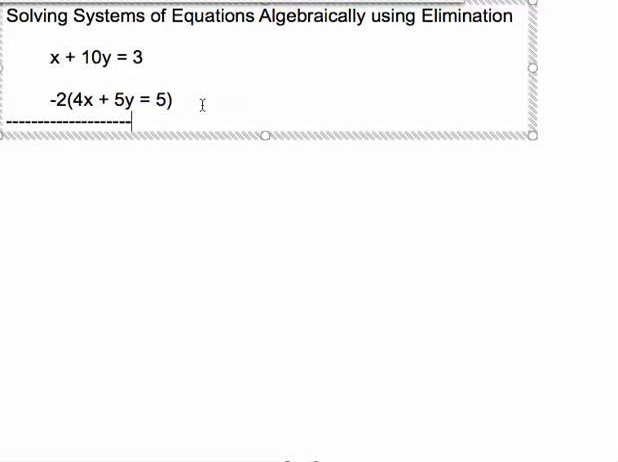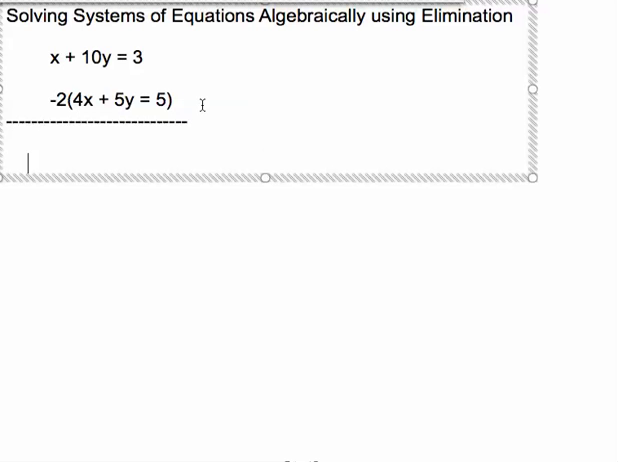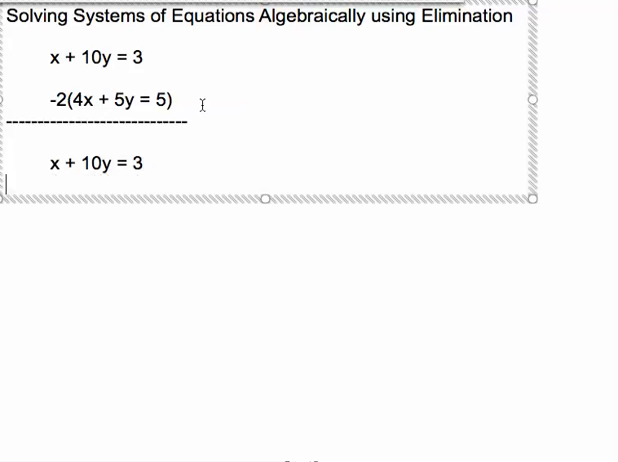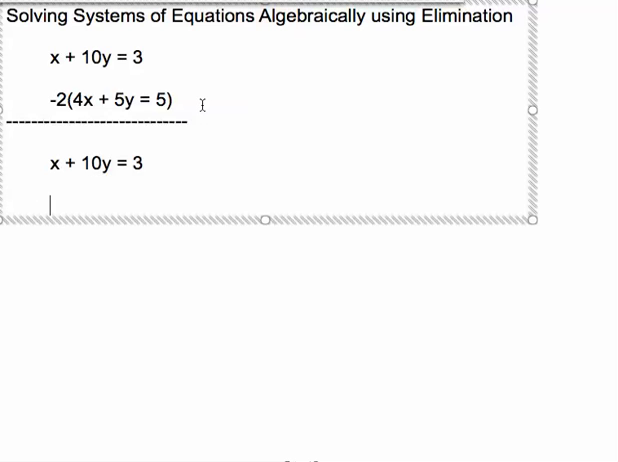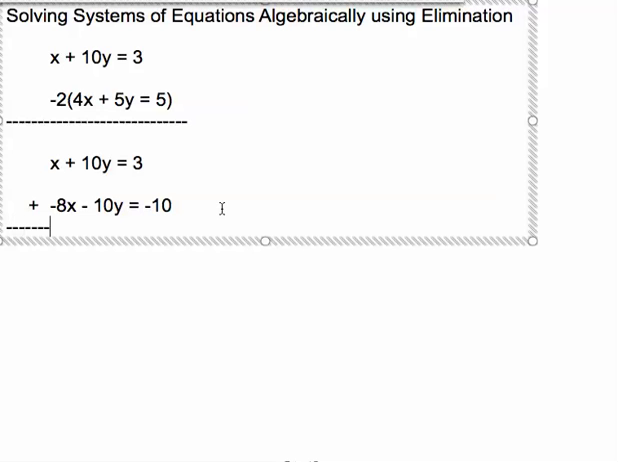And then this is what I'm left with. So I just bring down the first equation, which was x plus 10y equals 3. And I bring down the multiplied form of the bottom equation, which is now going to be negative 8x minus 10y equals negative 10. And now all I have to do is add the two equations together. And when I do that, this is what I'm left with.